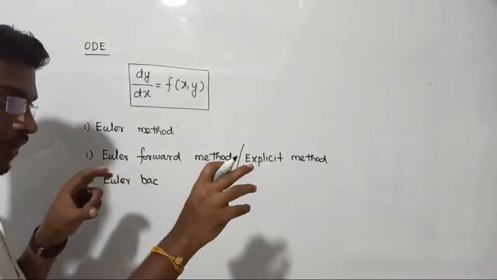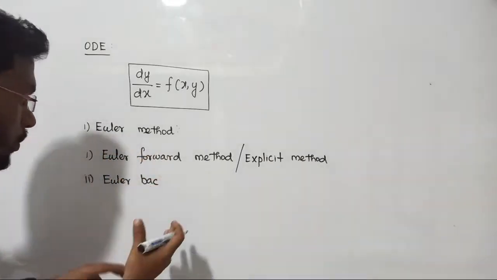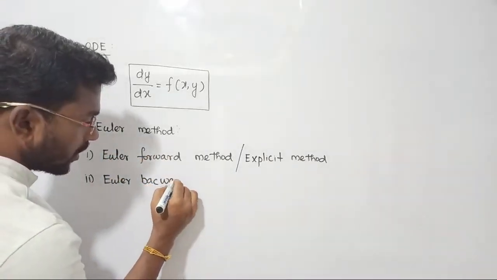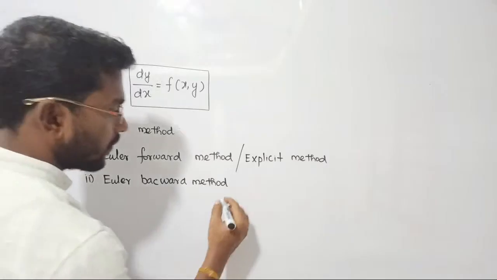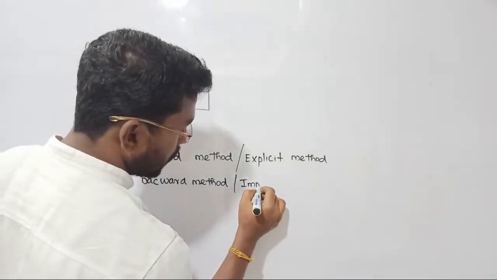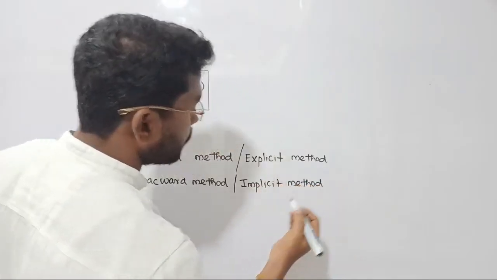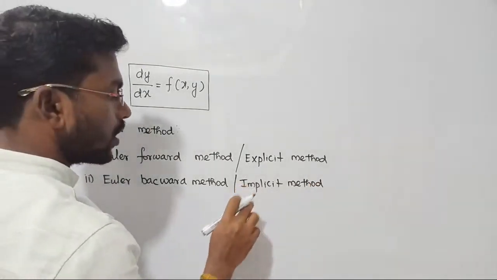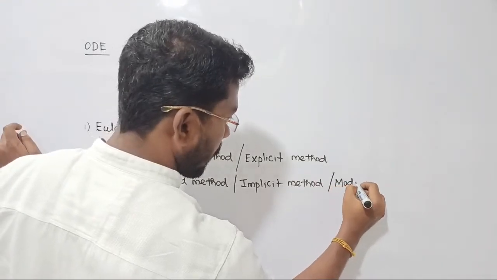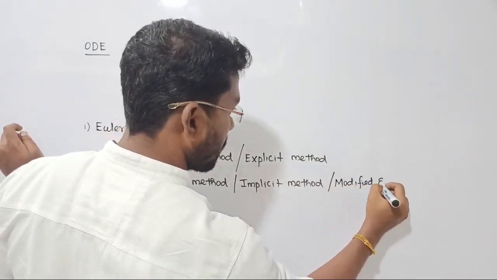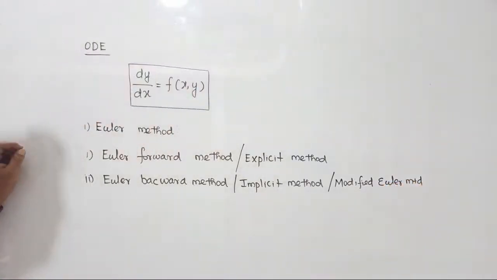Backward means we resolve the function inside and bring it out to one side, right? We are doing some mechanisms, right? So backward is called the Euler backward method or implicit method, or the modified Euler method, right? So the Euler backward method, or implicit method, or modified Euler method. So totally there are three names, okay?